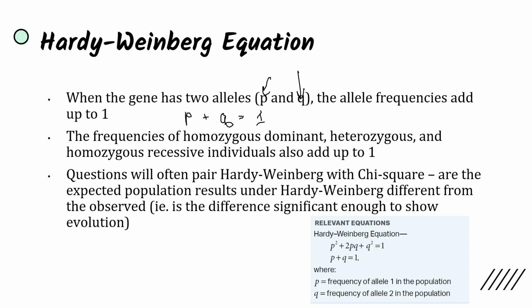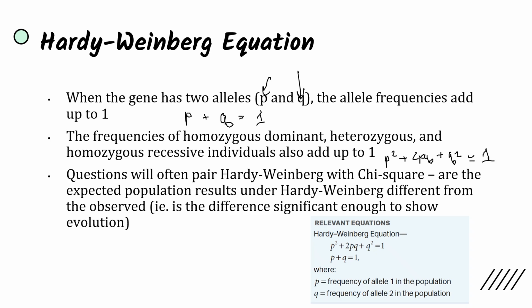And the frequencies of how many homozygous dominant individuals, how many heterozygous individuals, and how many homozygous recessive individuals, so now we're looking at different genotypes, also add up to 1. And that's what's shown by the other part of Hardy-Weinberg equation, p squared, so for a homozygous dominant, meaning 2 dominant alleles, plus 2pq, that's for our heterozygous individuals, plus q squared, that is going to be for the homozygous recessive individuals. Those frequencies are also going to equal up to 1.